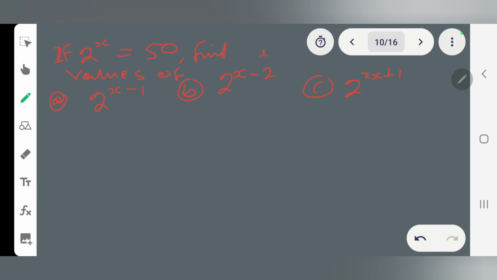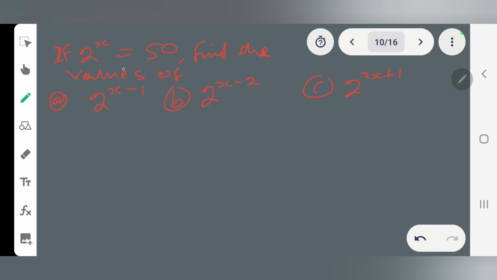Let us look at the following questions under indices based on the senior secondary school maths syllabus. According to the question, if 2 raised to the power x is equal to 50, find the values of (a) 2 raised to the power x minus 1, (b) 2 raised to the power x minus 2, and (c) 2 raised to the power 2x plus 1.